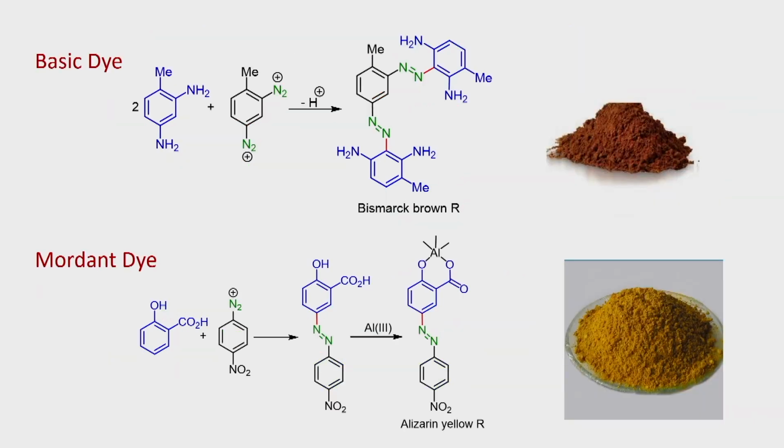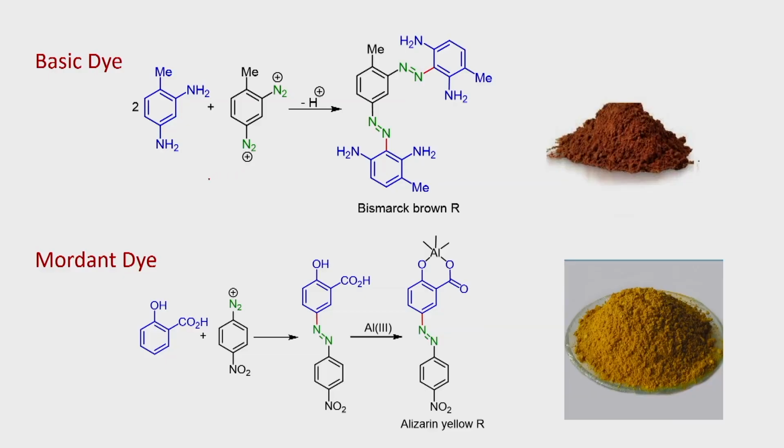The next application: we have seen two dyes so far. The first one is neutral, the second one has a sulfonic acid functional group, so we call it an acidic dye. The next one, look here, is 2,4-diaminotoluene. Once we have this, it can undergo an addition reaction, and you can also make the corresponding diazonium salt.